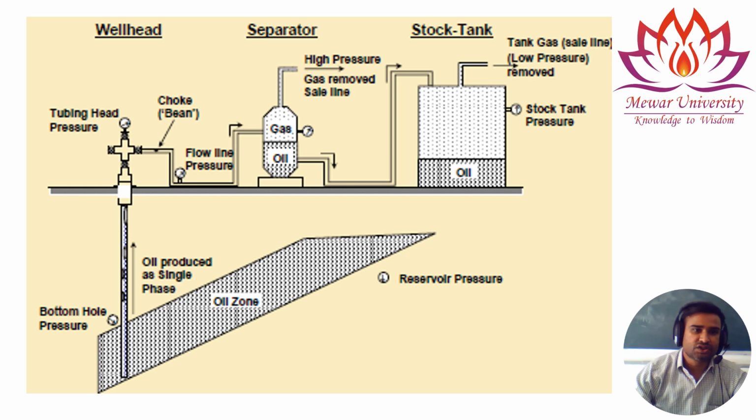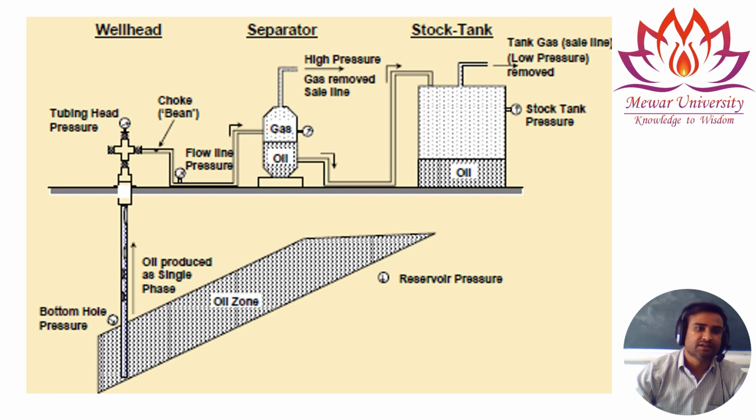This is another picture of oil production. You can see at the bottom we have bottom hole pressure, oil produced at single phase. This complete zone is oil. Only oil is present. So through the tubing it is going through the wellhead. At top you can see the tubing head pressure. This is a choke to control the flow of the oil. This is a flow line pressure. Now this is going to the separator.